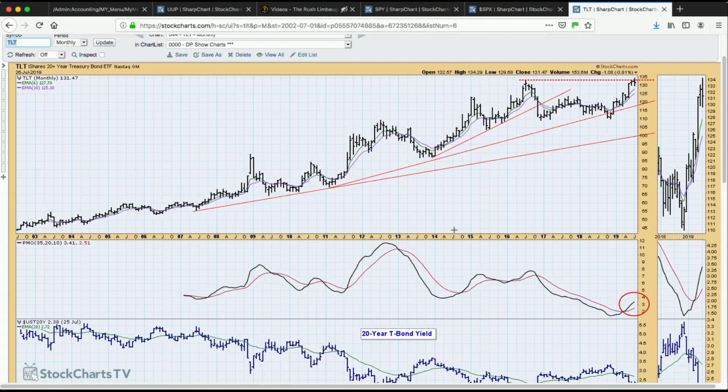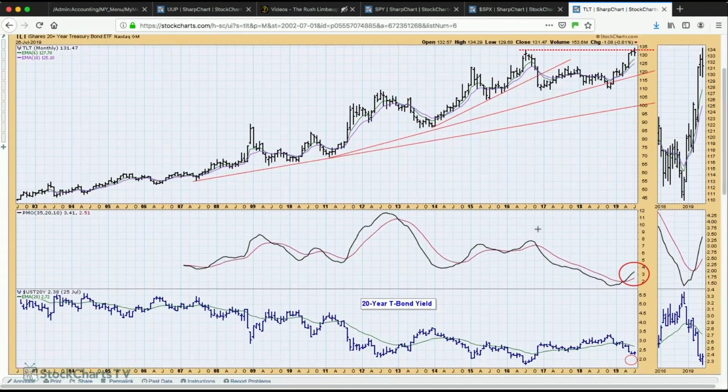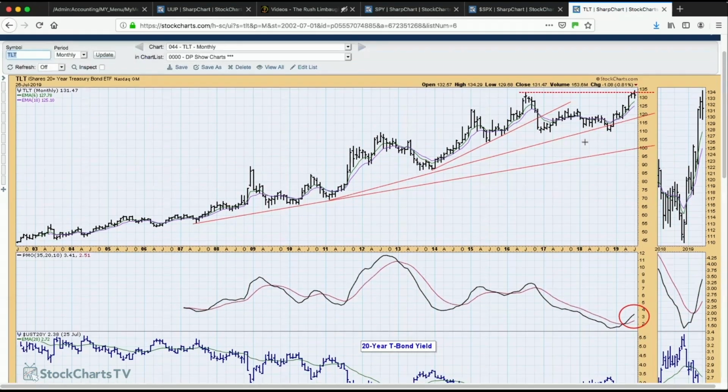Here's a monthly, again, a very positive PMO bottom on the monthly chart. And again, the yield is probably going to go down, which will send this up through that resistance.